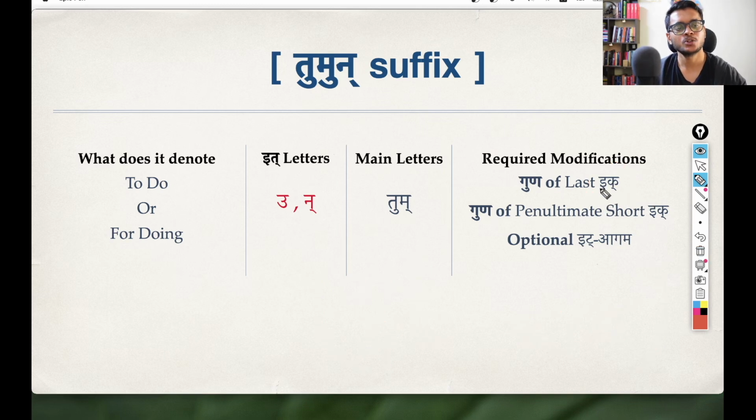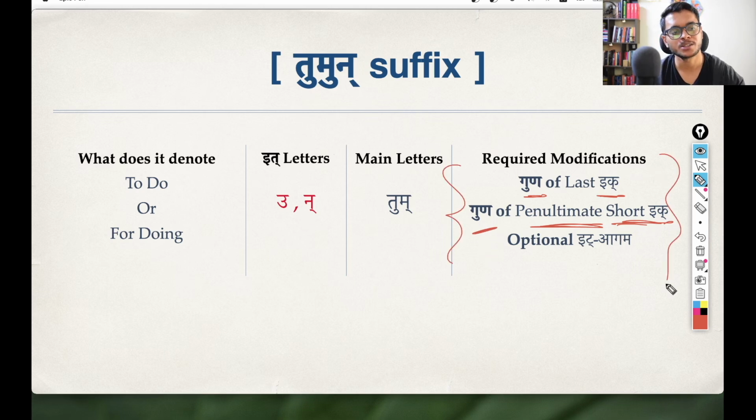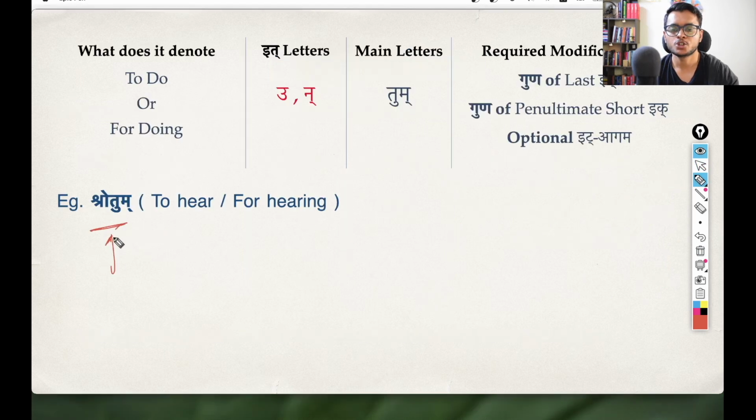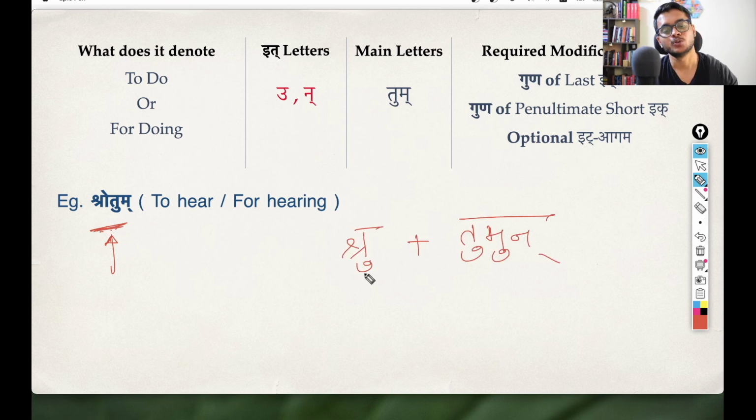Okay, so if our dhatu has ik as the last vowel, the guna will happen. Or if the dhatu has short ik as the penultimate, the second last vowel, then also the guna will happen. So these are the required modifications for this tumun suffix. Okay, I hope this is clear. Now let us take a few examples. So we have this pada shrotum, and shrotum again means to hear or for hearing. So very easily you can guess the dhatu. It is the shru dhatu. Shru dhatu means to hear.